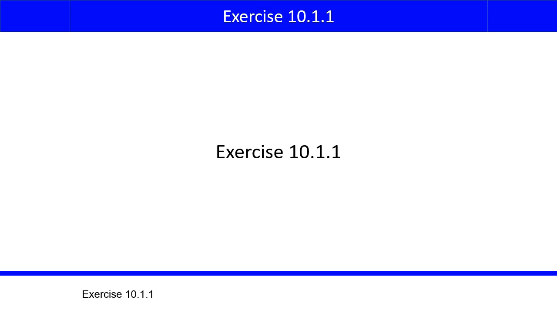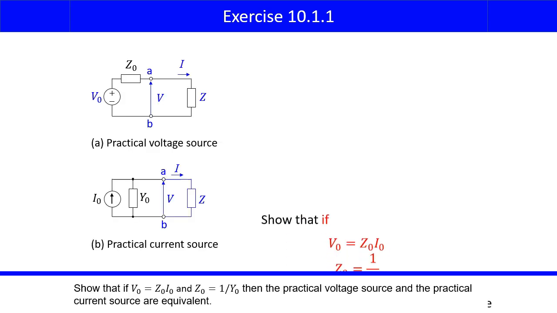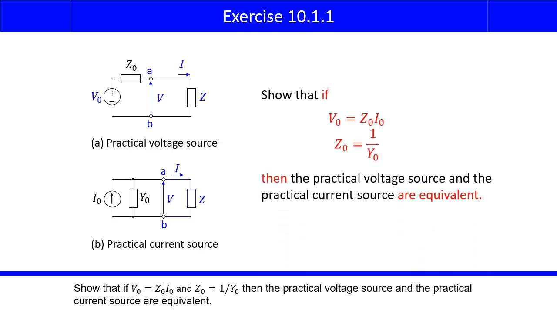Exercise 10.1.1. Show that if V0 equals Z0 times I0, and Z0 equals 1 over Y0, then the practical voltage source and the practical current source are equivalent.